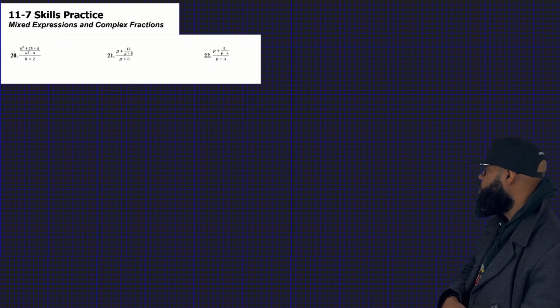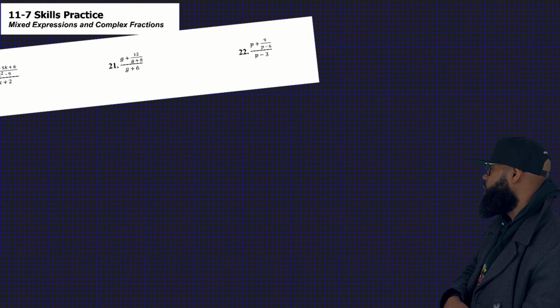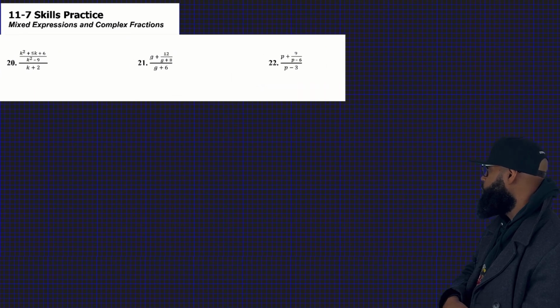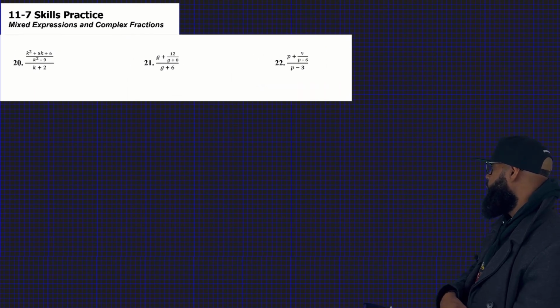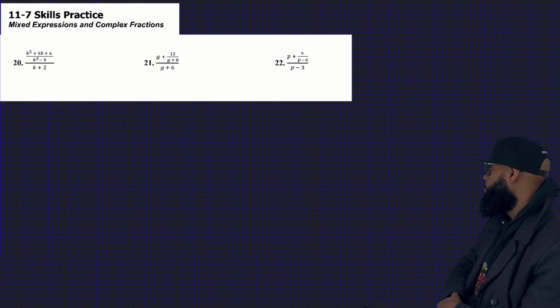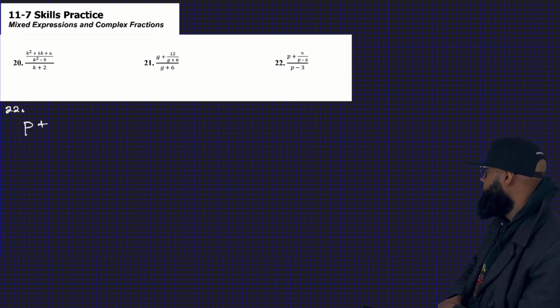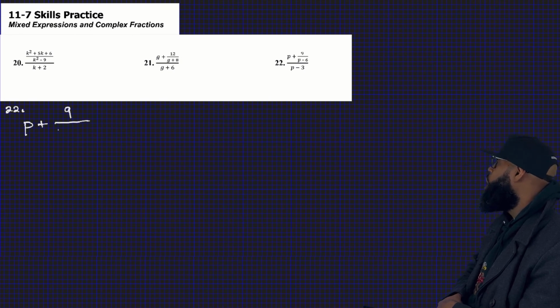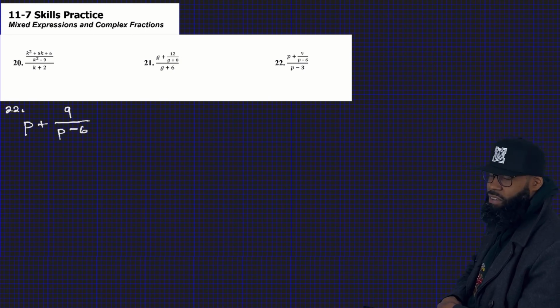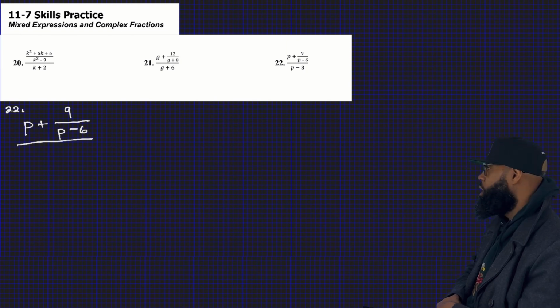All right, guys, so here we go. It's going to happen eventually. They're going to step it up on us, right? So a little bigger for you to see. There we go. And 20 has a trinomial and a binomial and another binomial. Oh, starting from the bottom. P plus 9 divided by P minus 6, all divided by, and see when I say all, now you know, okay, all of that divided by P minus 3.